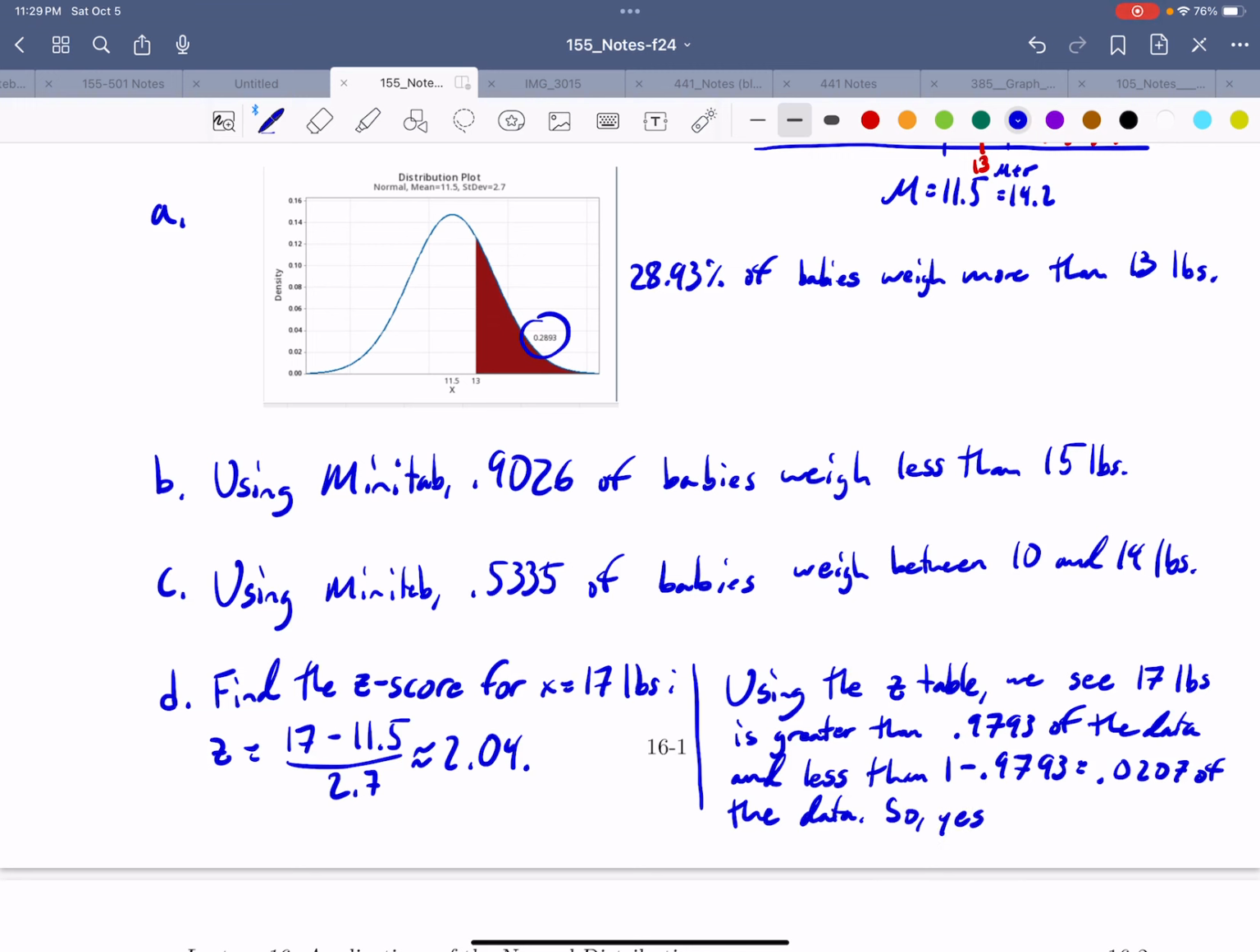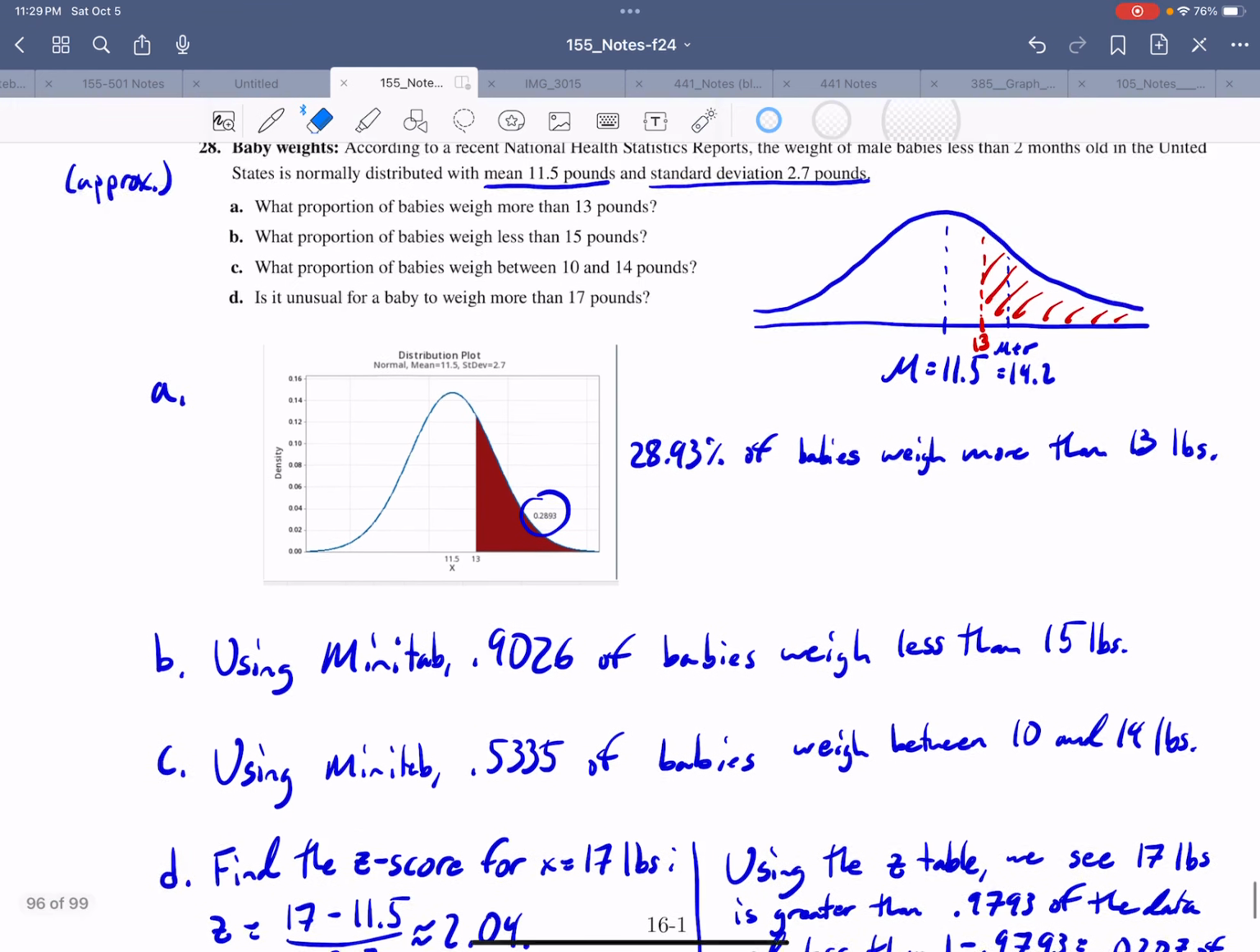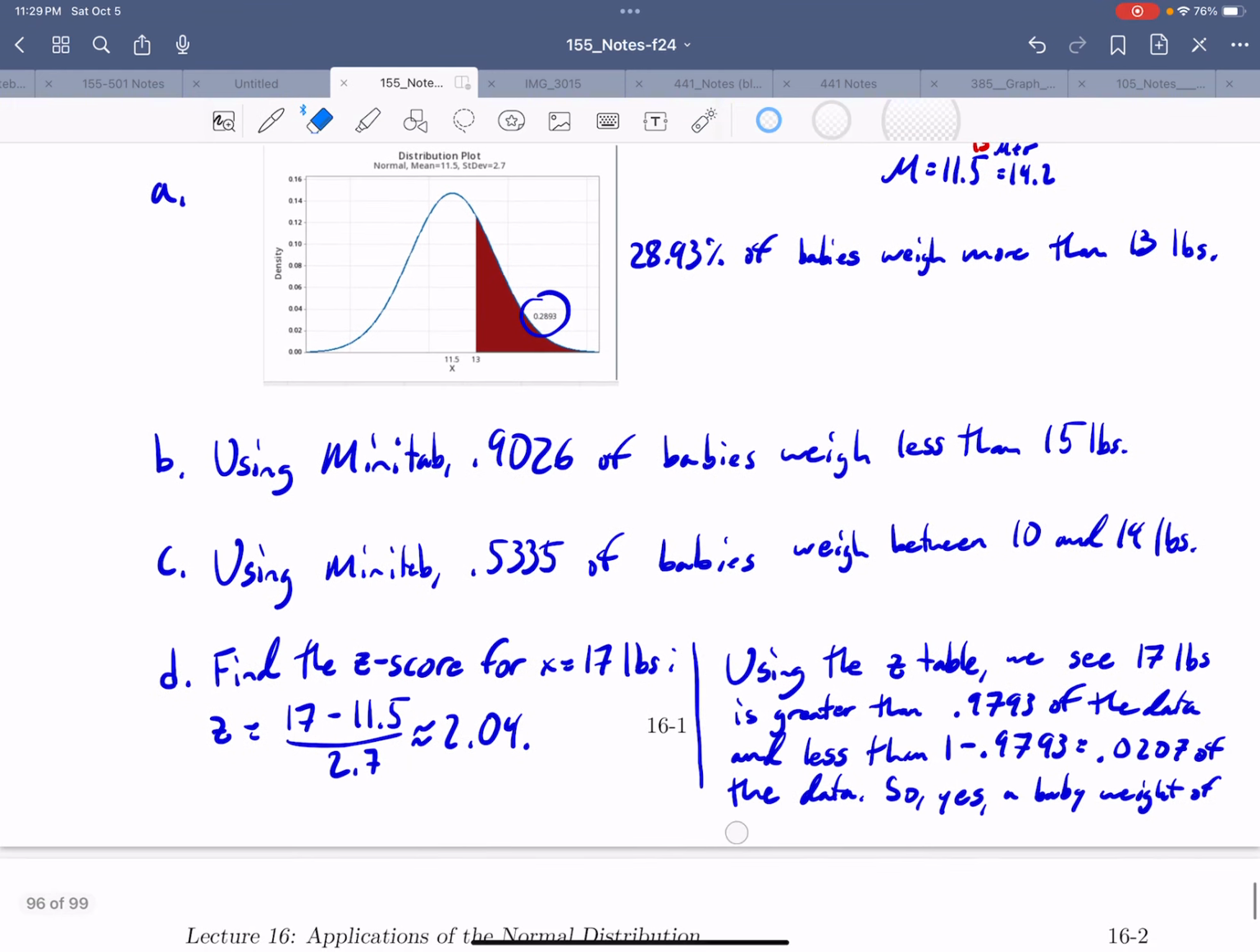So, yes, a baby weight of, they say at least or more than, yeah. I'm running out of space. Of more than 17 pounds is unusual.